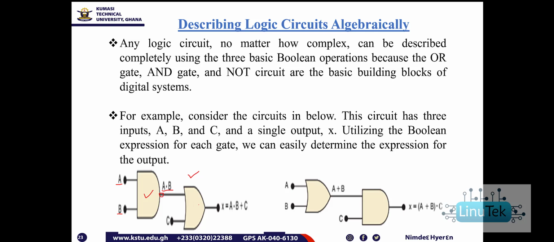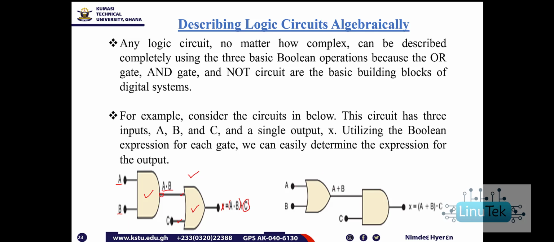Then we have an OR gate, which takes the output of A and B as input, and then C also as an input. In this case, it is an OR gate. So the output X now becomes X equals (A and B) or C. So the whole of this is ORed with C.